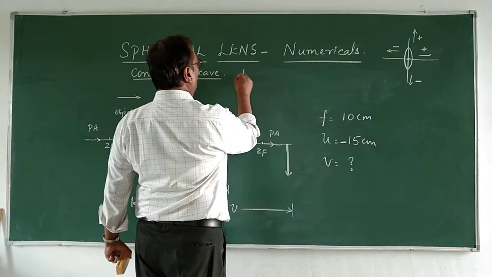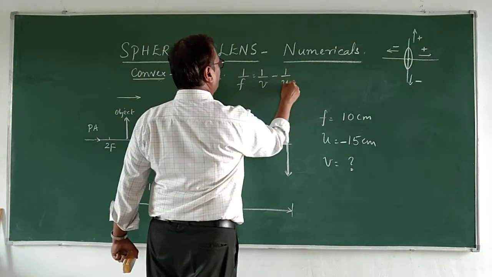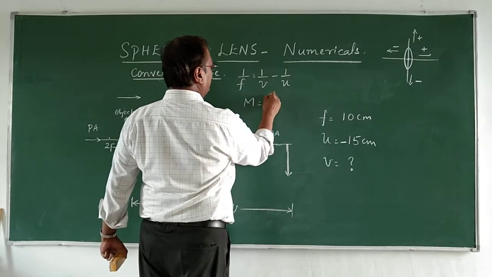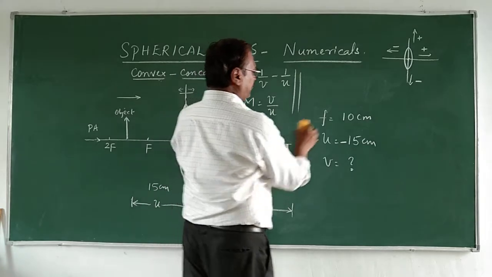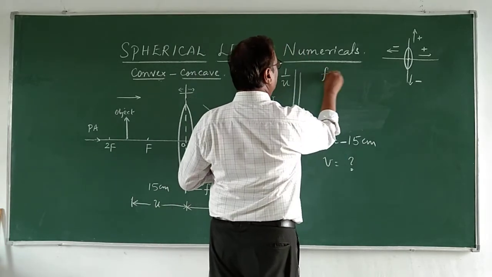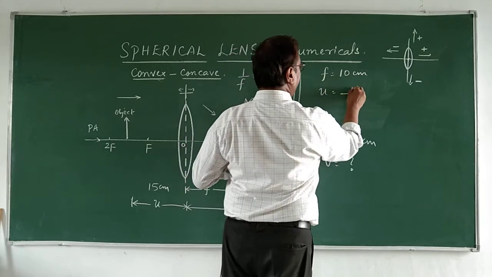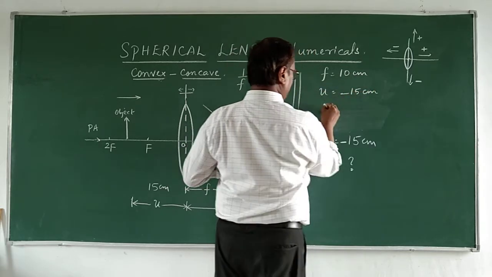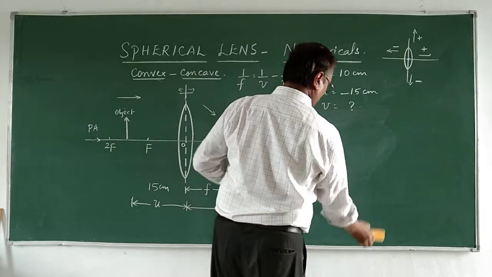The formula is 1 upon f is equal to 1 upon v minus 1 upon u, and magnification is equal to simply v upon u. These two I have got. Now the focal length f is equal to 10 centimeter, u is equal to minus 15 centimeter, and v is equal to how much? Let me solve the problem.